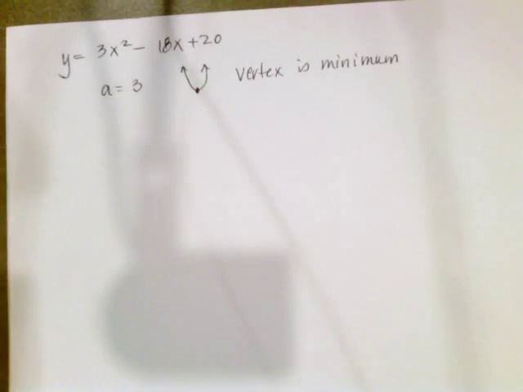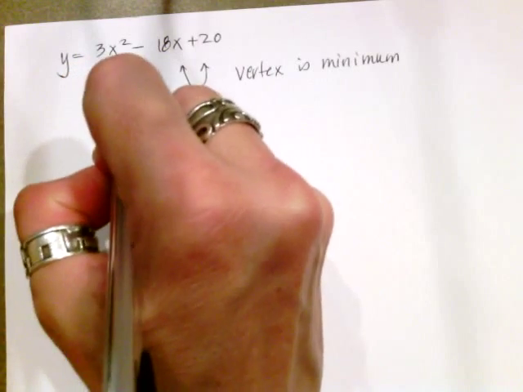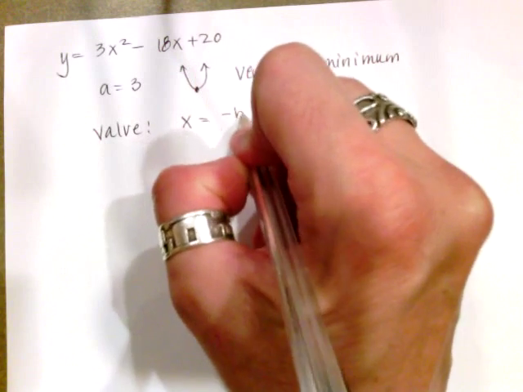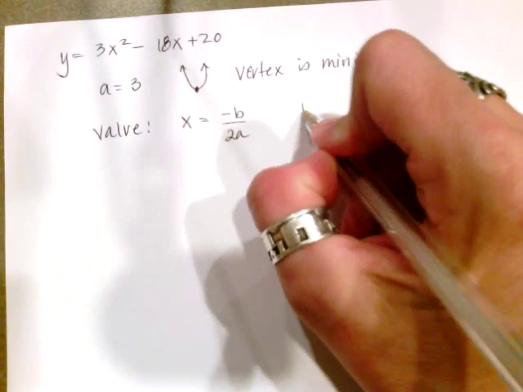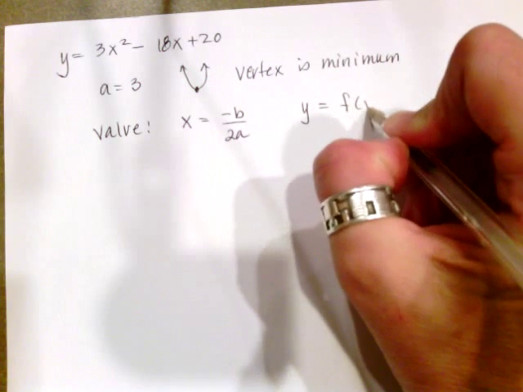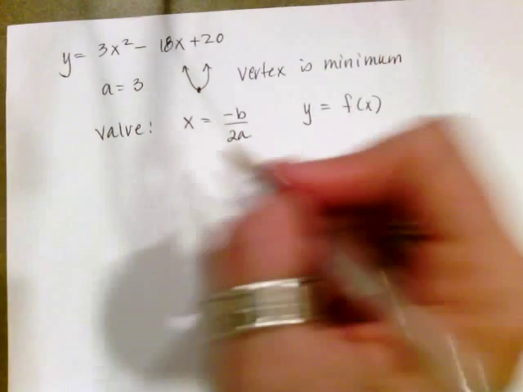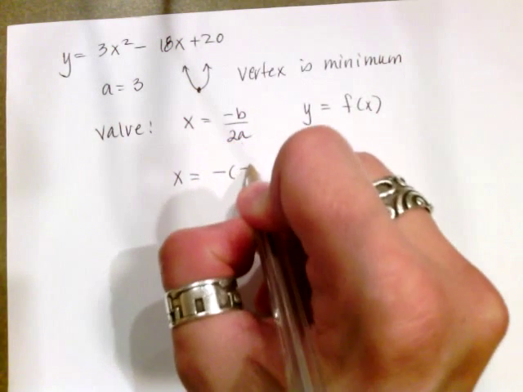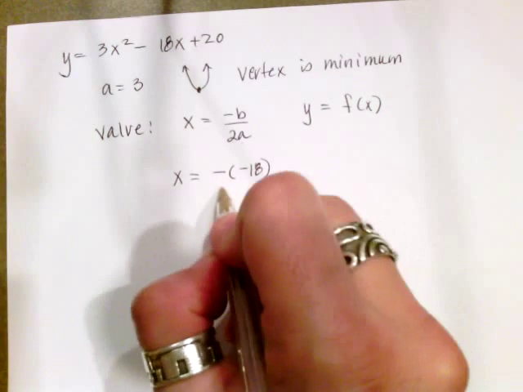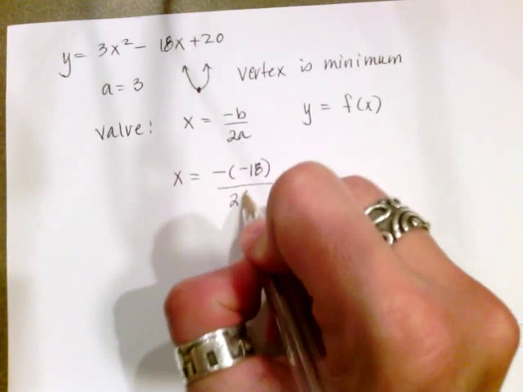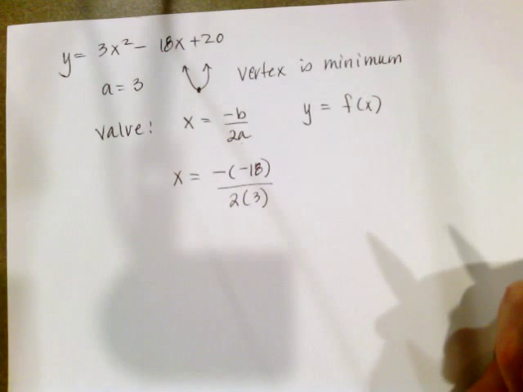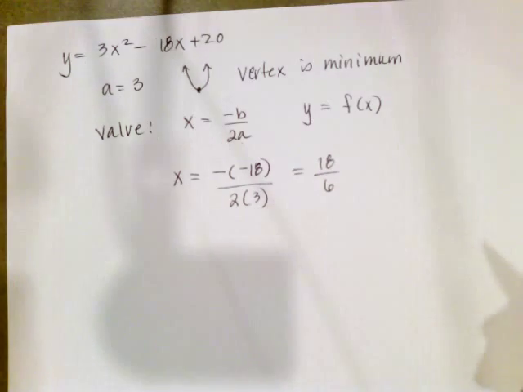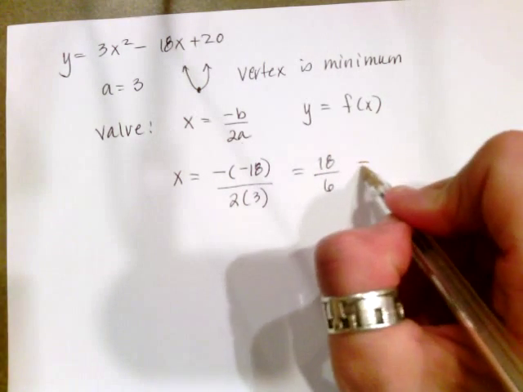And now I need to find the value. So to find the value, I'm going to use my formula. x is equal to negative b over 2a, and y is equal to f of x. Okay? So if I substitute my values into this equation, I get x is equal to negative, b is a negative 18, and then here's the 2, and our a value is 3. If I simplify that, that becomes a positive 18 over 6, and 18 divided by 6 is 3.